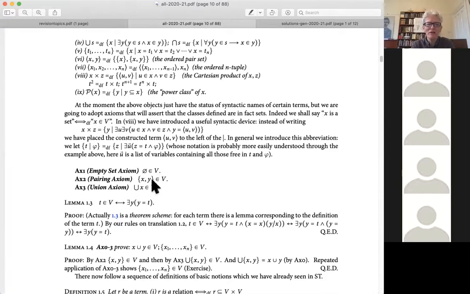Pairing says, okay, for any two sets X and Y, this expression gives me a set in V. So I can interpret this as saying, for any X and Y, this class consisting of either X or Y, this is a set. So these are actually set assertions, right? These first three axioms.